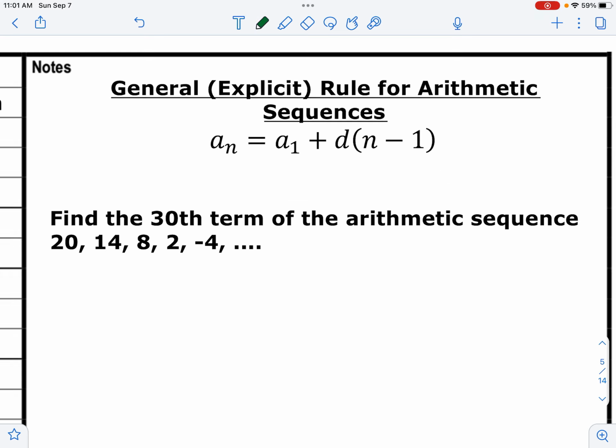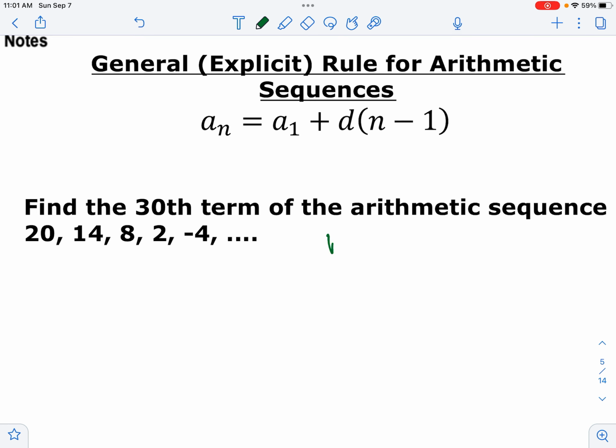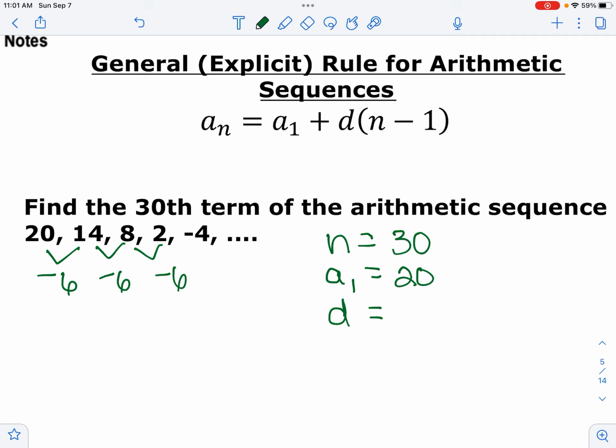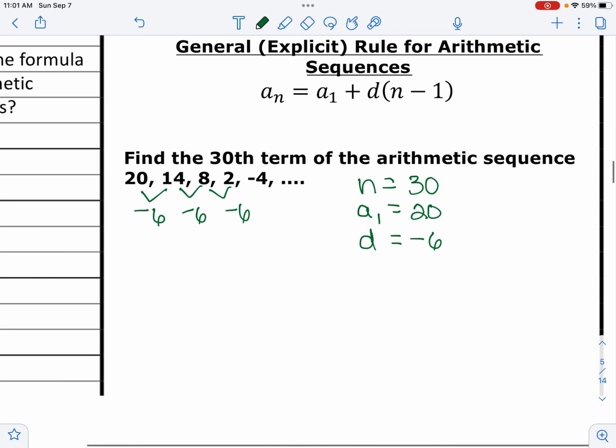Now, we know that we need n. This time we do know what n is. They're asking for the 30th term, so n is 30. I also need to know what a sub 1 is. So a sub 1 is the first term. You'll notice that that's 20. And then my common difference, I can figure that out. You can see here it looks like we are subtracting 6 every time. So my common difference is negative 6. Okay, now I have everything I need to write the rule and then find the 30th term.